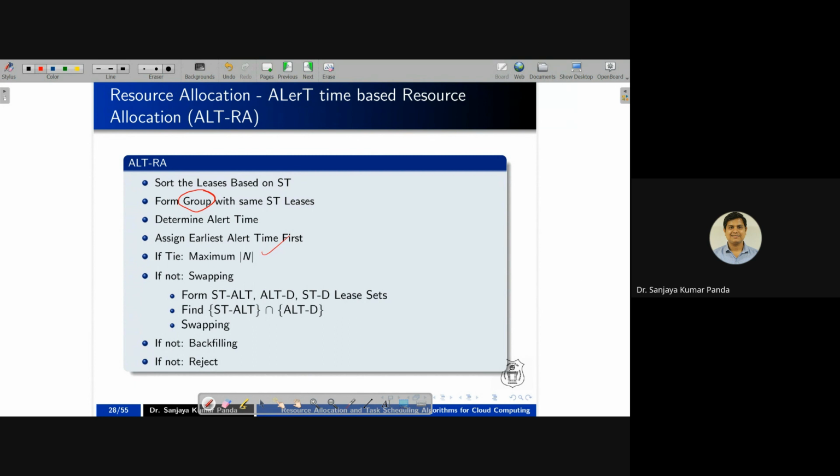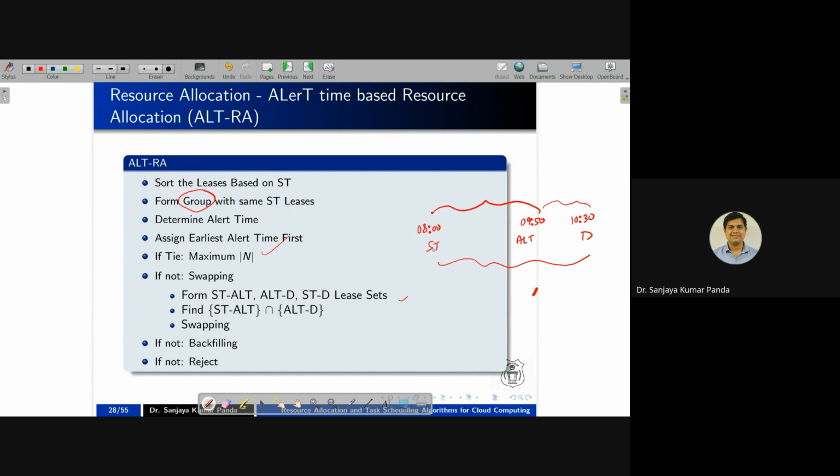You will form three different lease sets. For example, a lease has arrived at 8, its earliest time is 9:50, and deadline is 10:30. So this is my start time, this is my alert time, and this is my deadline. You are making a set between start time and alert time, another between alert time and deadline, and another between start time and deadline. So you are forming three different sets: ST to ALT, ALT to D, and ST to D.